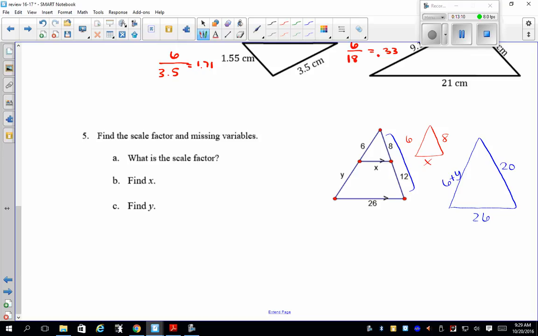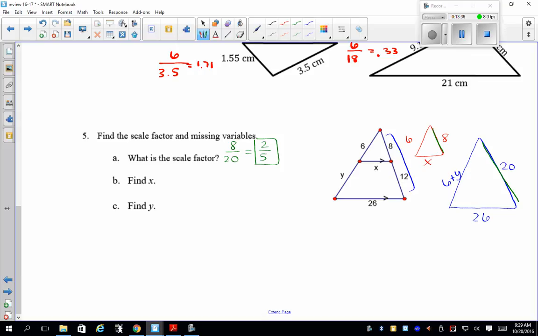Now to get the scale factor, I want to match up 2 sides that have numbers. I don't want to use a variable for this because the scale factor needs to be a fraction. So I'm going to take the 2 right sides, 8 over 20. And if I simplify this in the calculator, you're going to get 2/5.